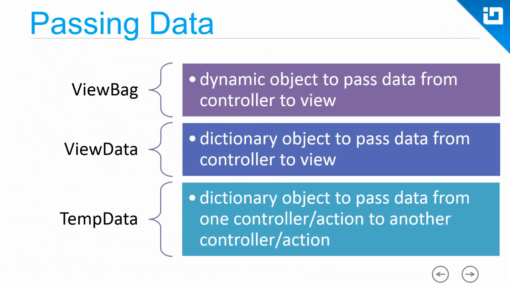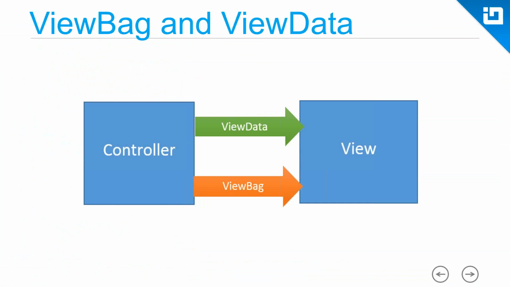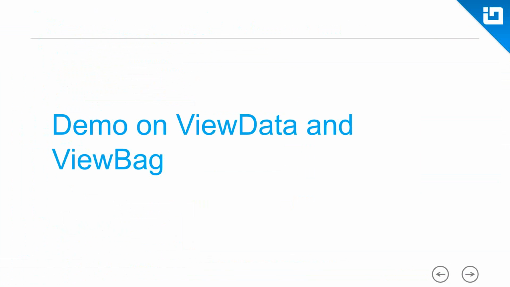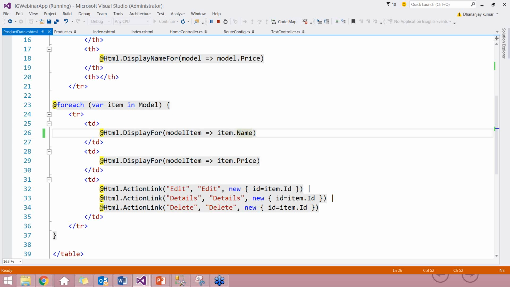So ViewBag and ViewData are used to pass data from controller to view, whereas TempData is used to pass data from one controller to another controller, or one action to another action, either in the same controller or in another controller. So if you want to pass data from controller to view, you have two options: you can use ViewData or ViewBag, any one of them. Let us very quickly do a demo on ViewData and ViewBag, and then I'll come back to the same. So here I am.